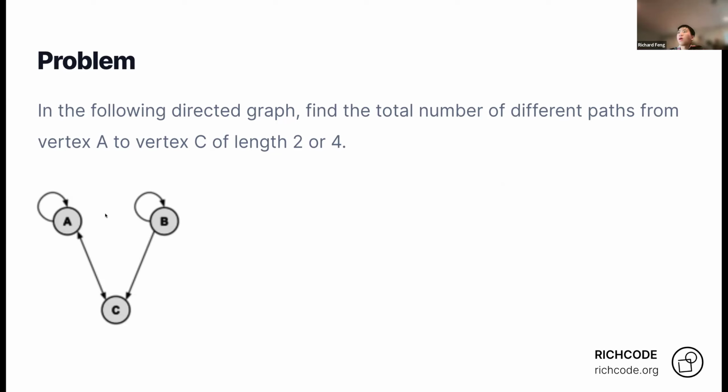Okay, so for this problem, in the following directed graph, find the total number of different paths from A to C of length 2 or 4. And this loop thing basically means you can go back to yourself.